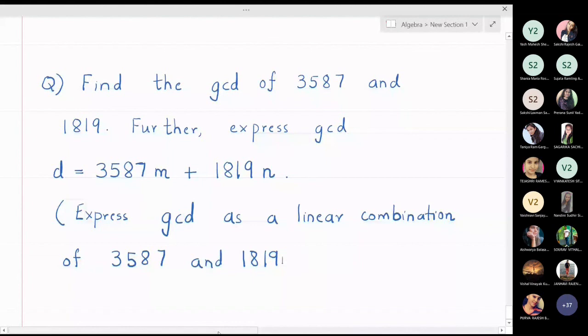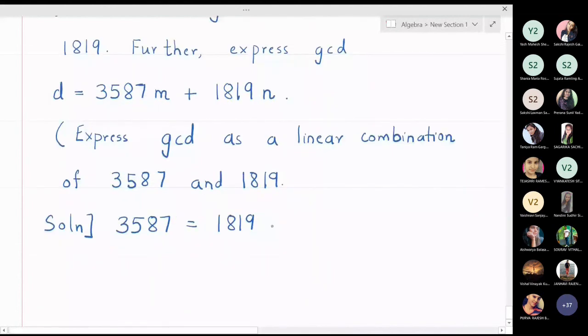So now what we will do is we will first apply the division algorithm and find the GCD of 3587 and 1819 in the first part. When I divide 3587 by 1819 and find the quotient and the remainder, I can certainly write that 3587 is equal to 1819 multiplied by 1, plus the remainder, which turns out to be 1768. Now when I divide 1819 by 1768, 1768 multiplied by 1 itself will do my job. So 1819 equals 1768 multiplied by 1, and the remainder, after subtracting 1768 from 1819, turns out to be 51.